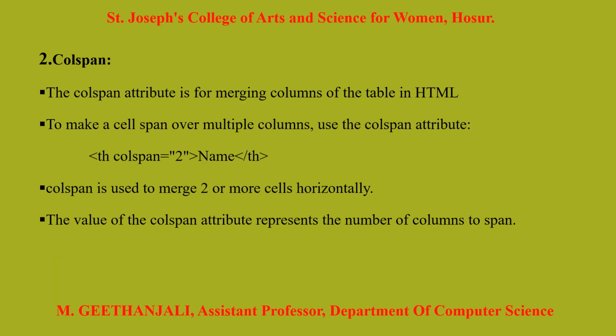The next one is the colspan attribute. The colspan attribute is used for merging columns in the HTML table. To make a cell span over multiple columns, we can use the colspan attribute. Here the syntax is th colspan equal to 2, the value is 2. Then we close the th. The colspan is used to merge two or more cells horizontally. The value of the colspan attribute represents the number of columns to be spanned.